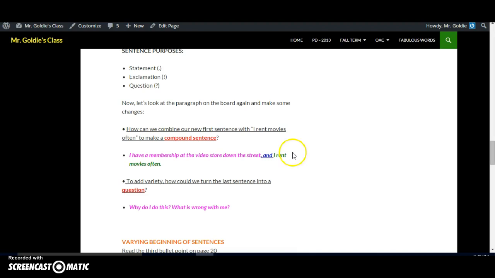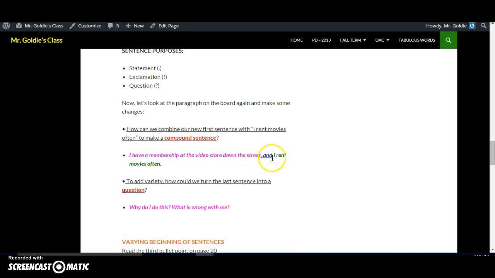Okay, and there are others. The FANBOYS words are another one. You create a compound sentence. I have a membership at the video store down the street, comma, and I rent movies often. So we've got two sentences combined here by a comma and a transition word. That's called a compound sentence.